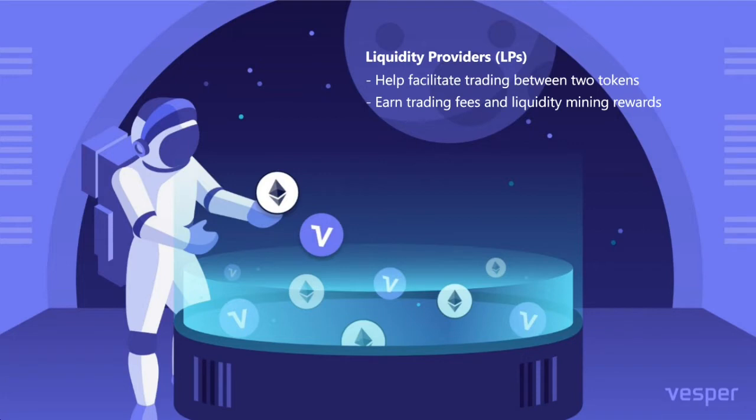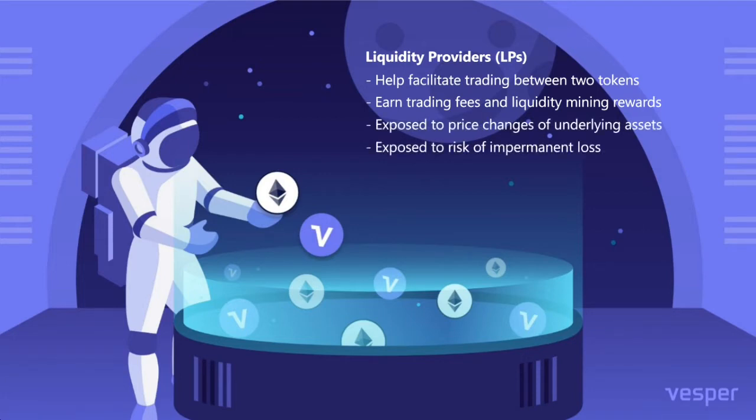When providing liquidity, you're exposed to the price changes in the underlying assets. You are also exposed to the risk of impermanent loss, which results from changes in the relative price between the two tokens. The more the prices of the tokens diverge relative to each other, the higher the impermanent loss.